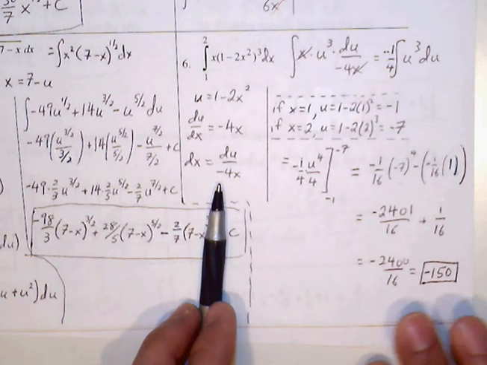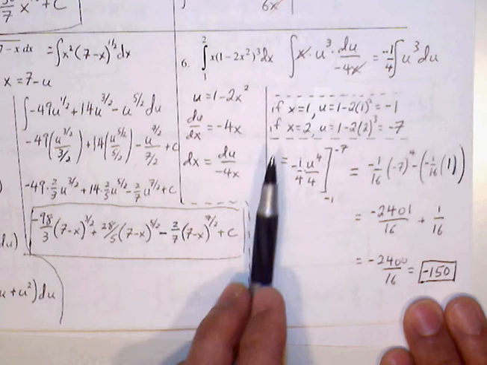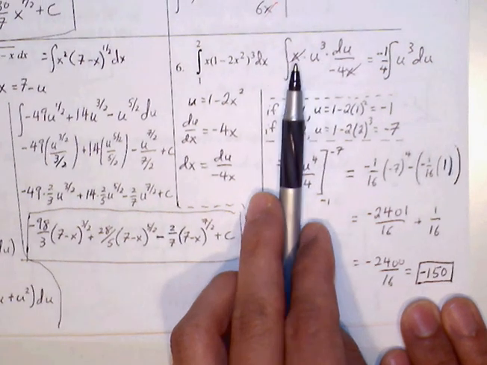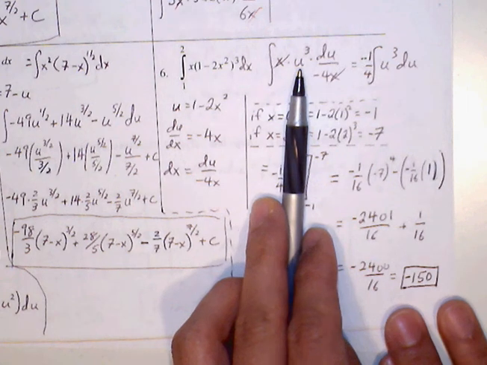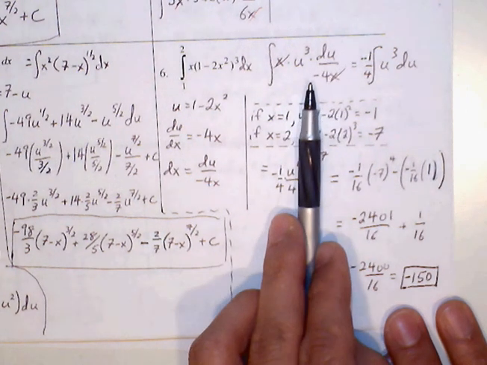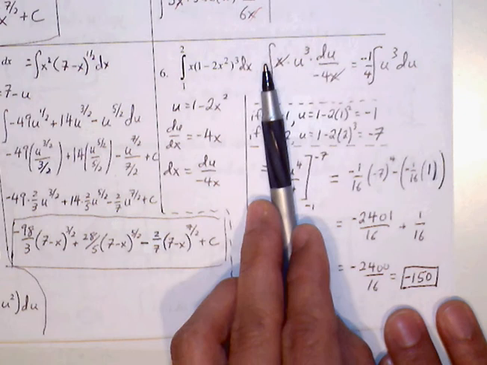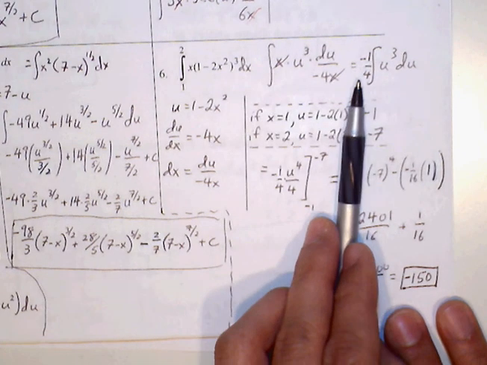And we make our substitution. x initially does not get replaced. The parentheses gets replaced with u. dx gets replaced with du over negative 4x. Now we see that the x's conveniently cancel out. We pull the negative 1/4 out, and we have the integral of u cubed.